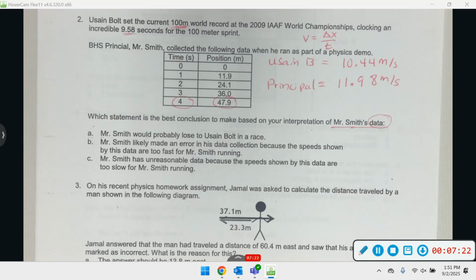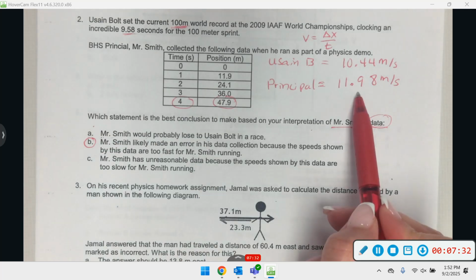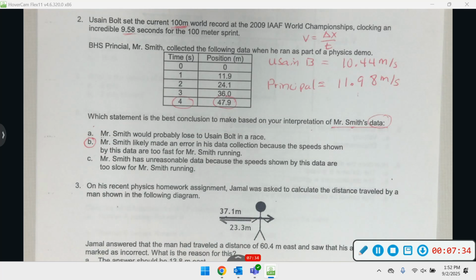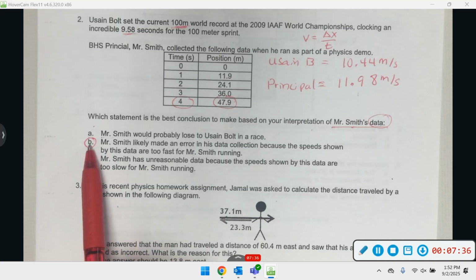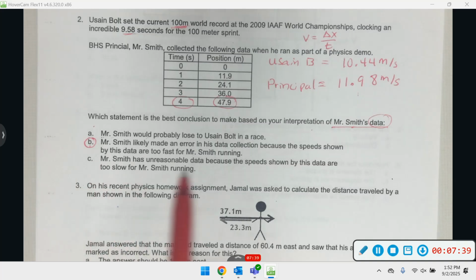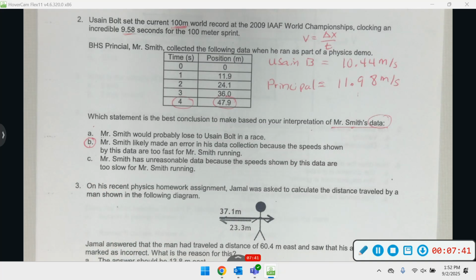B says Mr. Smith likely made an error in his data collection because the speeds shown by this data are too fast for Mr. Smith running, and that is the one that you should choose. Okay, there's no way that our principal is faster than the world record holder. So the answer is B. This one says it's too slow, and that's not true. Okay, so B would be your answer to number 2. 2/3 of you guys got that right. Questions about number 2? All right.